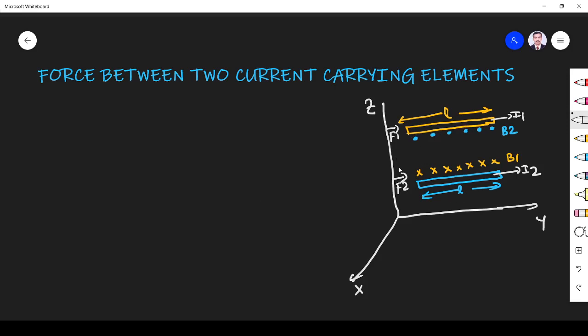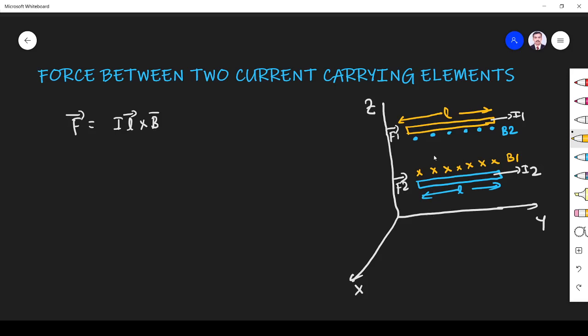What is the force in the differential current carrying element? We know that it is IL cross B, that we studied, right? So from that what we understood is that the magnetic field B is produced by some external field, not from the current flowing through the same conductor. This concept we have to remember, that we have to use here.